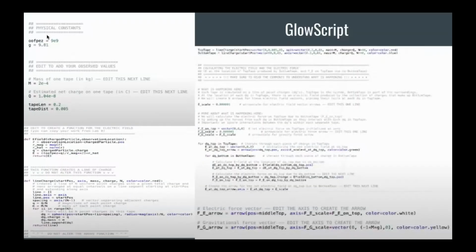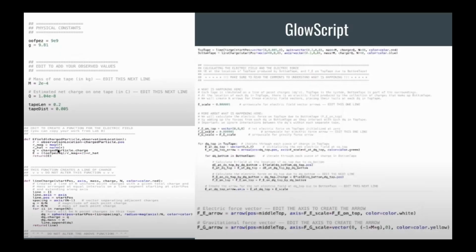Now here's my GlowScript. If we start all the way in the left corner, we can see UFPES, which is the constant, and G for gravity. And then we have the mass of the tape, like all the same things that I used in the last computational model will stay the same since the tape stays the same. None of that changes.